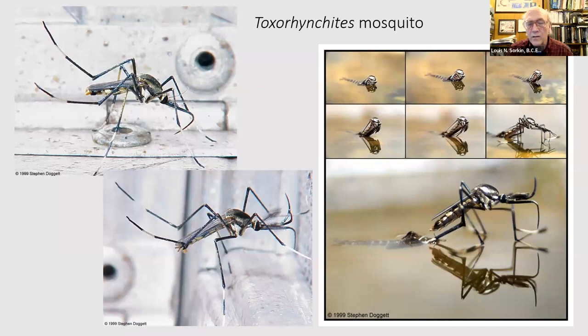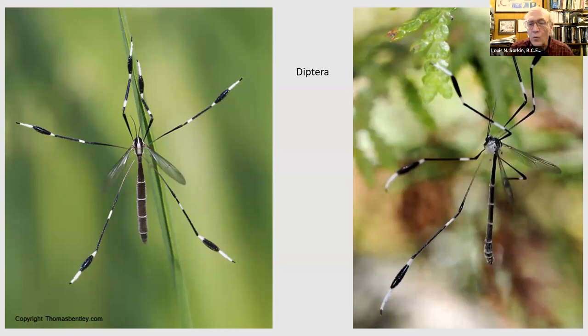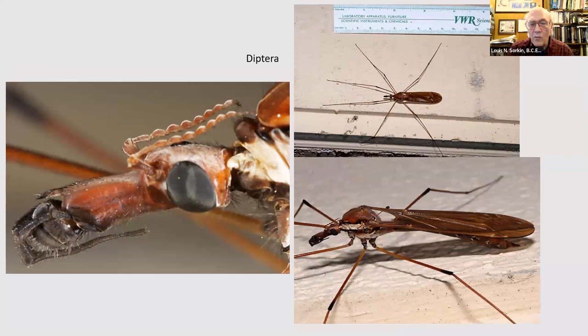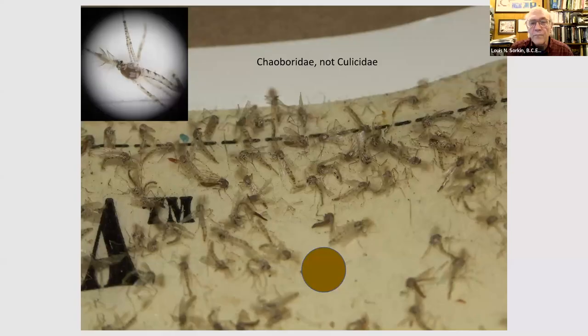A ptychopterid, one of the black and white crane flies, a different family from the tipulids and other crane flies. And some more crane flies here, just to show you some variation, their mouth parts. They have mouth parts, but some don't feed. These are wingless crane flies in different families. These are chaoborid midges, not culicid, not mosquitoes. And the larvae of these are actually predaceous on mosquito larvae.